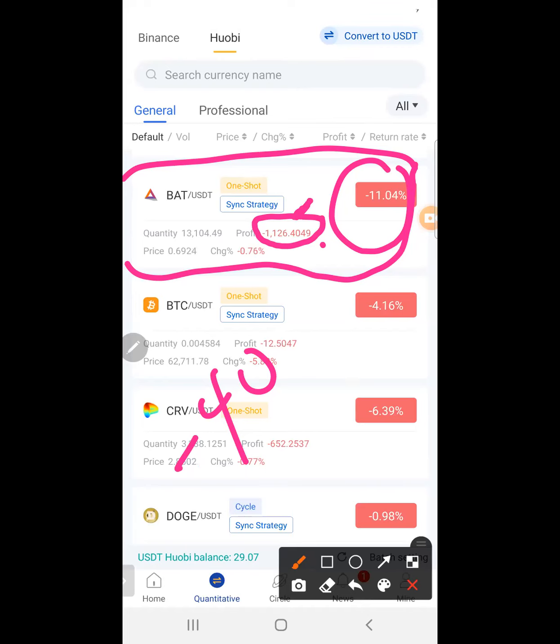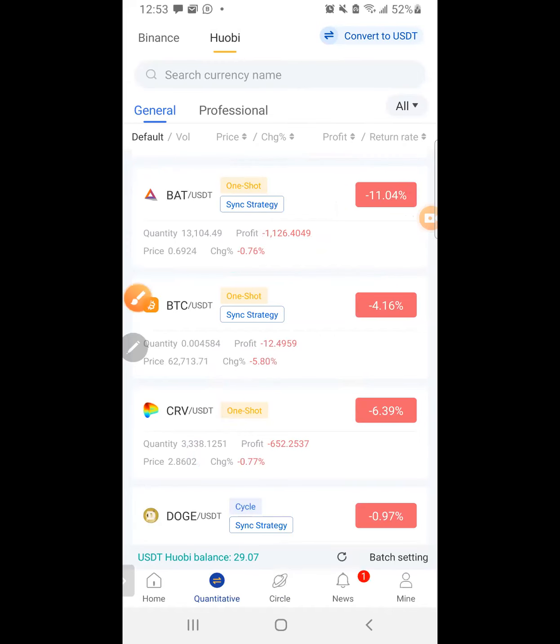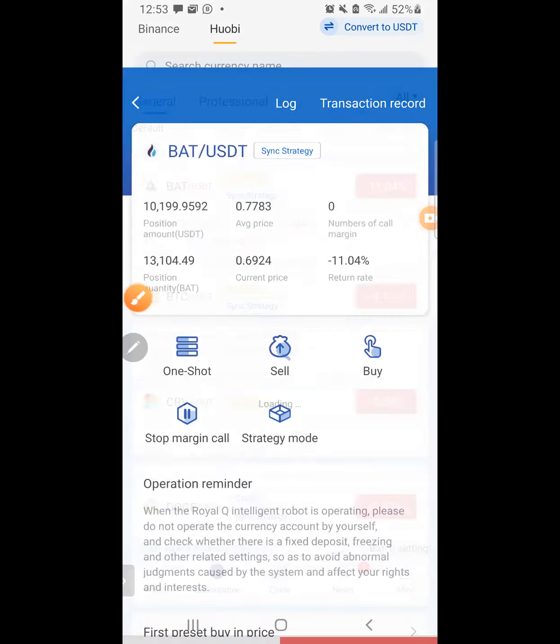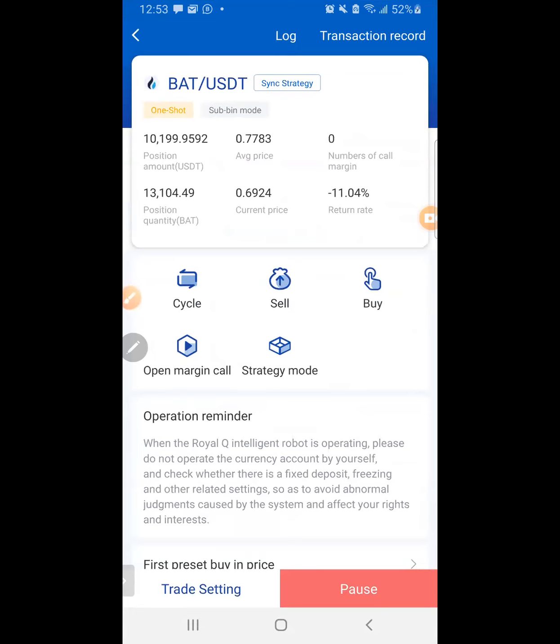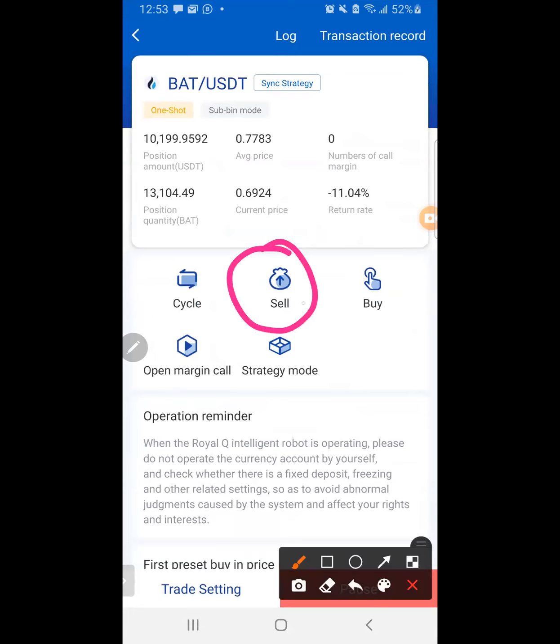But if you're like, you know what, I can't wait anymore, I want to take it and start afresh and start making money, all you need to do, click on the coin. Please don't do this. I don't like teaching people how to use this thing, because people have used it and it has made them lose a lot of money.